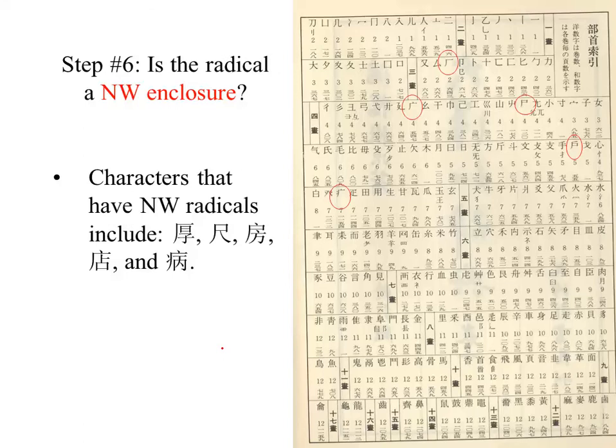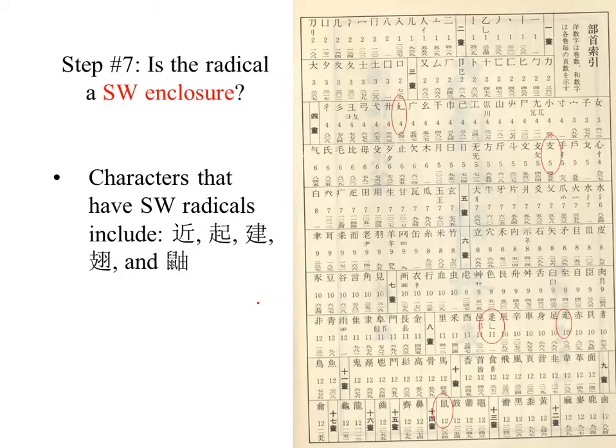Step 6, ask yourself, is the radical a northwest enclosure? That's what Nelson's calls it, a northwest enclosure. There's a Japanese term for these things, and I'm going to give that to you in another lesson. Examples of characters that have northwest radicals are here on the slide, and you can see them also on the right-hand side in the chart.